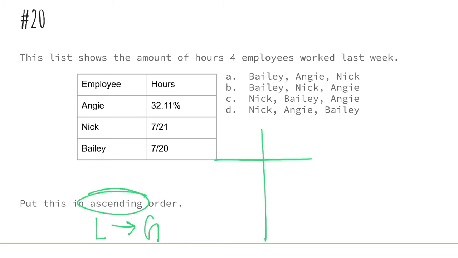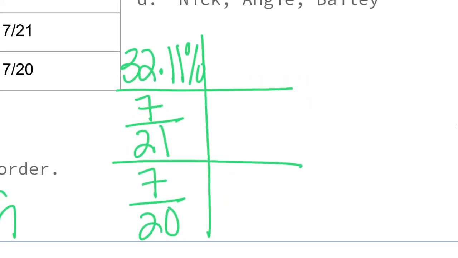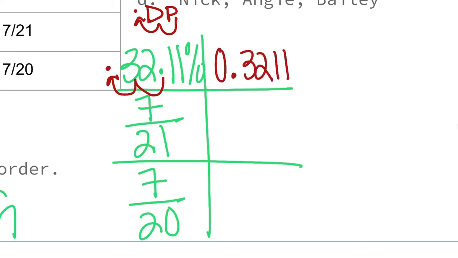So I'm going to make a table. I've got 32.11%, 7 out of 21, and 7 out of 20. Okay, so let's get these all to decimals so we can compare them. First one, I just have to do Dr. Pepper. Remember, to get from percent to decimal, I go 2 times to the left, so 1, 2. So 0.3211. Notice it already has a decimal in it. Don't tell me the decimal is just 32 and 11 hundredths. It's not the decimal. It's still a percent. It's got that percent sign.